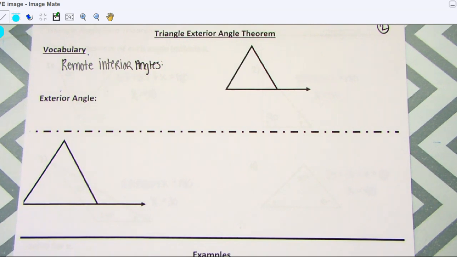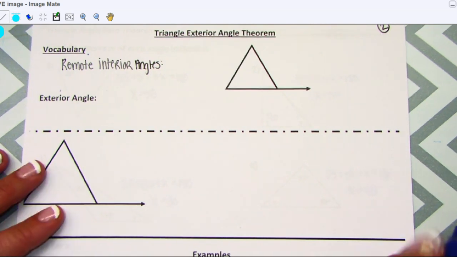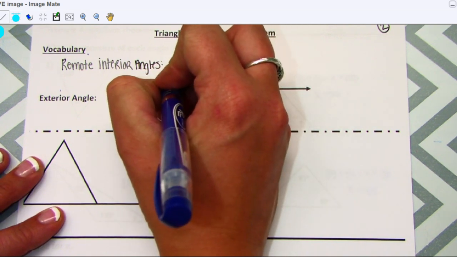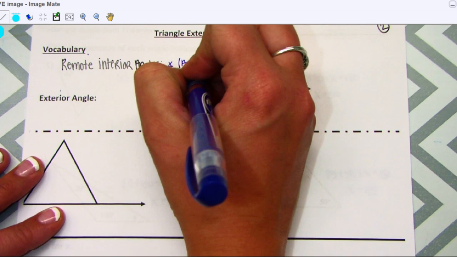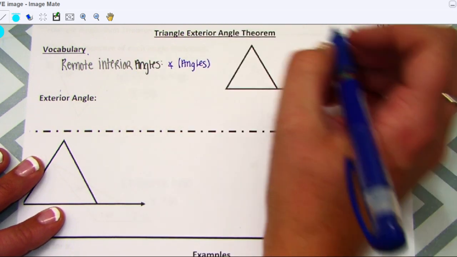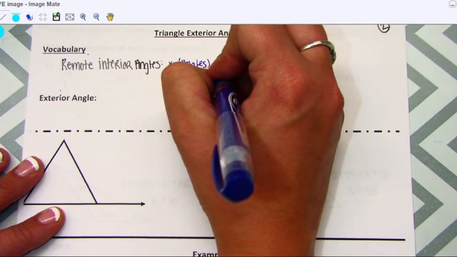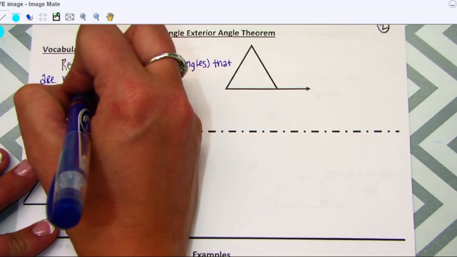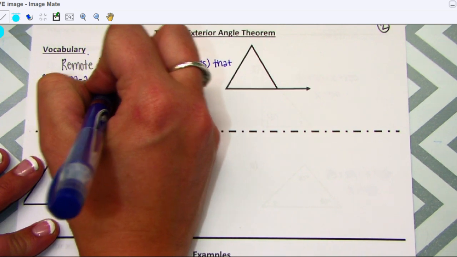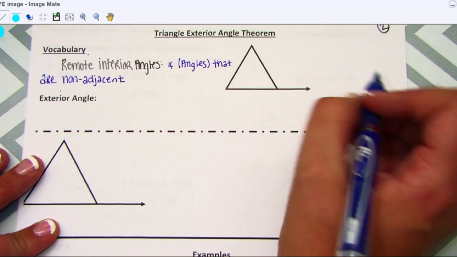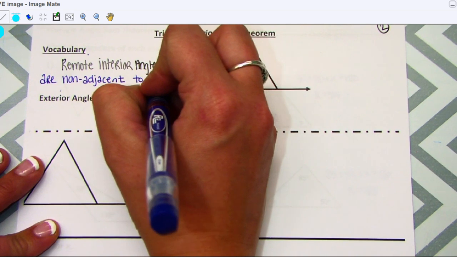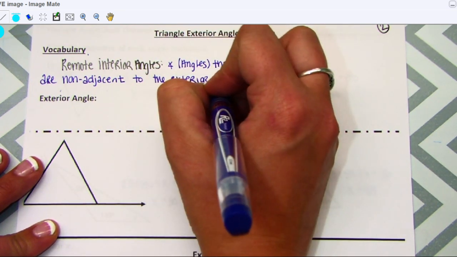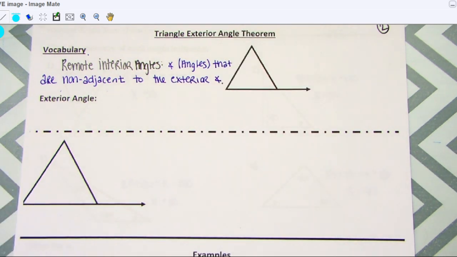So we're going to have an exterior angle. So remote interior. I got it. Okay. Remote interior angles are angles, and if you want to write the word angle, you can. Okay. Angles that are non-adjacent to the exterior angle. So when I found it. Okay, hold on. So you can write the word angle or the symbol angle.